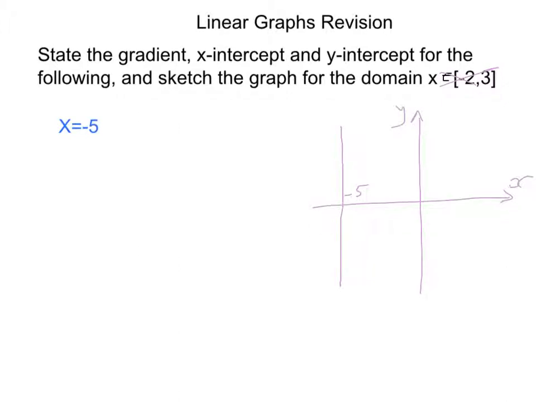So again, with this one here, our x-intercept is -5, or it's equal to -5 and 0 if you're writing it in the coordinate form. For the y-intercept, that doesn't exist.